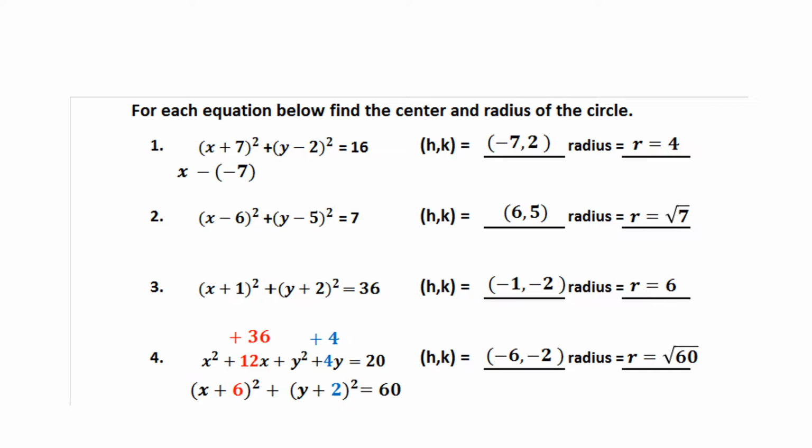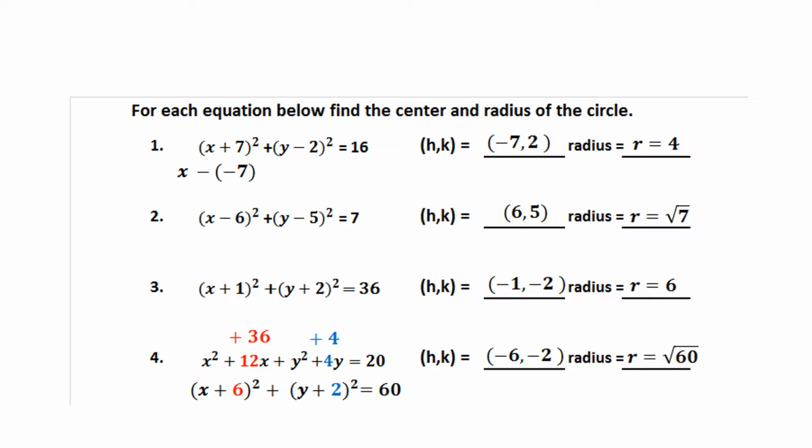Now we look at number 2. We have (x minus 6) squared plus (y minus 5) squared is equal to 7. So this is easy. x minus what number? 6. y minus what number? 5. What do you square to get 7? Positive number, the square root of 7. Square root of wiggle squared is wiggle.